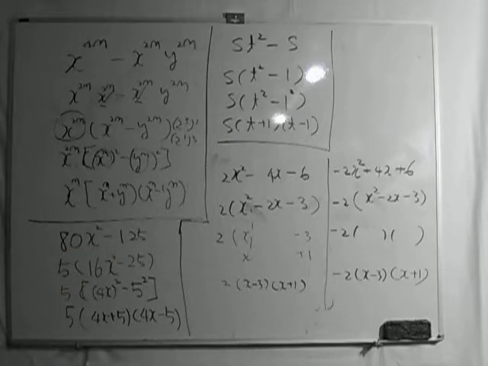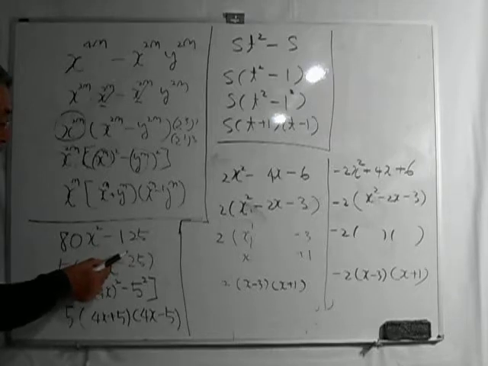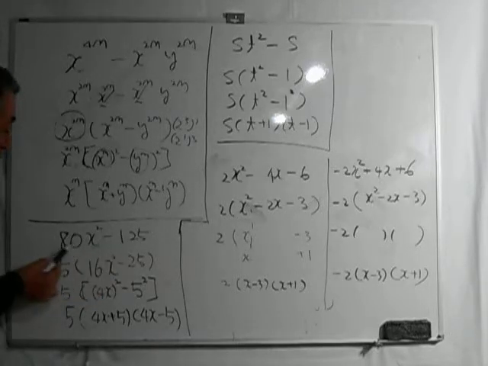And this thing also teaches you the basic procedure before factoring. The first thing is pull out the common factor first. That means make it much easier. Okay, look at this: 80 times x squared minus 125. Okay, what's the common factor between 80 and 125? Number 5. So pull it out in the front.